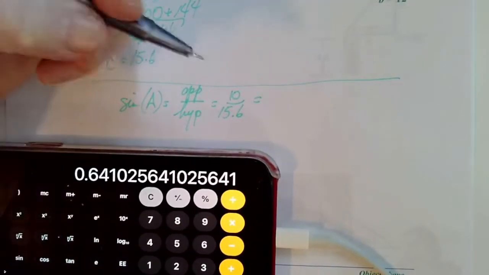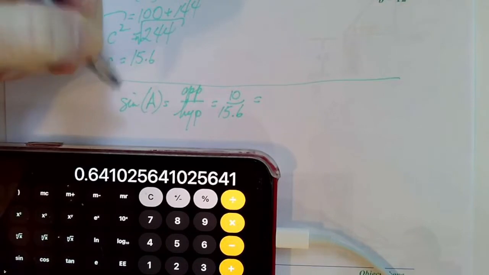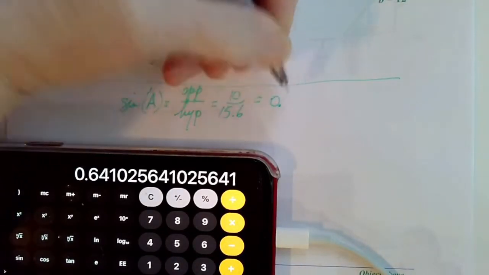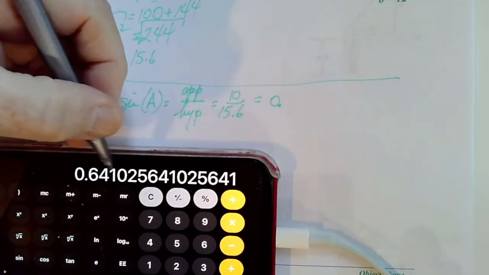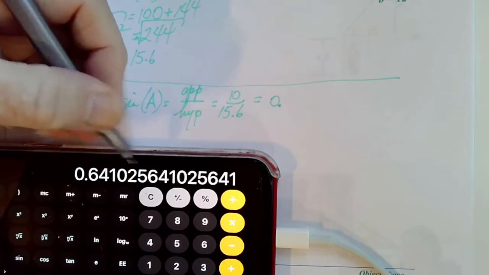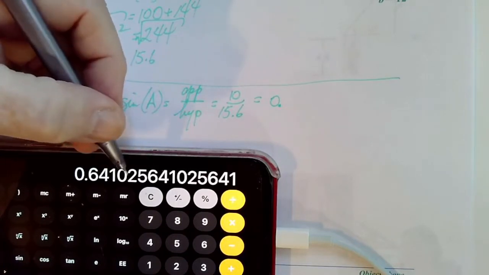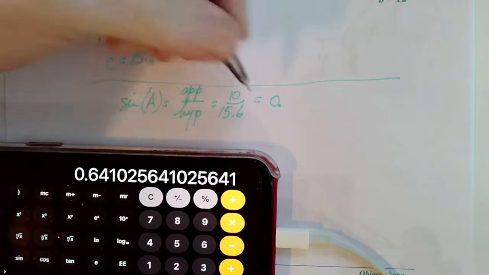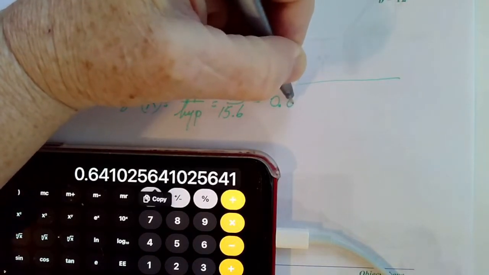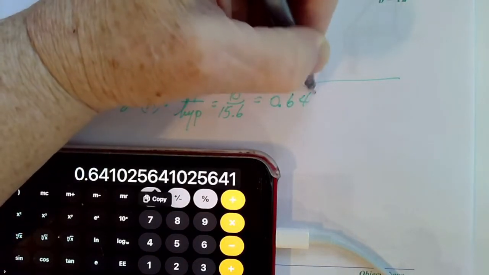That's equal to, since this is a trig value, I'm going to use 4 decimal places. So 1, 2, 3, 4. The number to the right of the fourth digit is a 2, so I'm going to leave the fourth digit as it is. 0.6410.